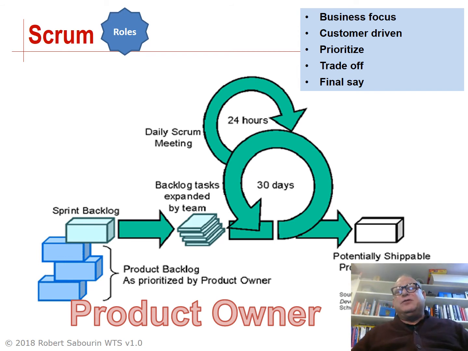The product owner is responsible for the requirements. The product owner is not responsible for the design. Product owner is responsible for business, not responsible for architecture. The product owner is saying what the goal is. What is the goal of the project?